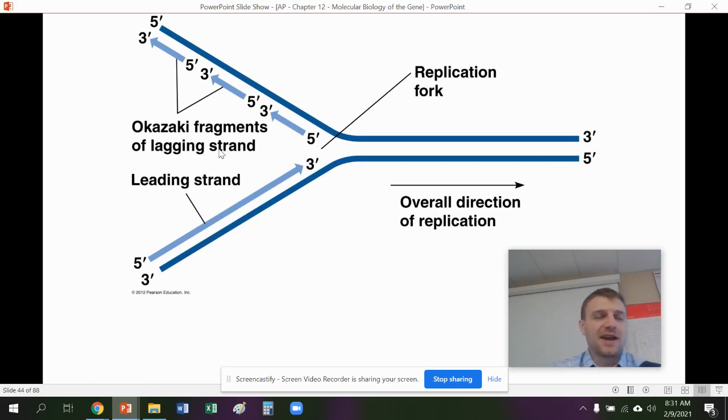And I remember learning this back in my freshman year of college, and they said, where do you think this name came from? And I actually never knew. I was like, I don't know where it came from. It's what they named it. This is named after the scientist. He was a Japanese scientist that figured out the Okazaki fragments, and they named it after him.